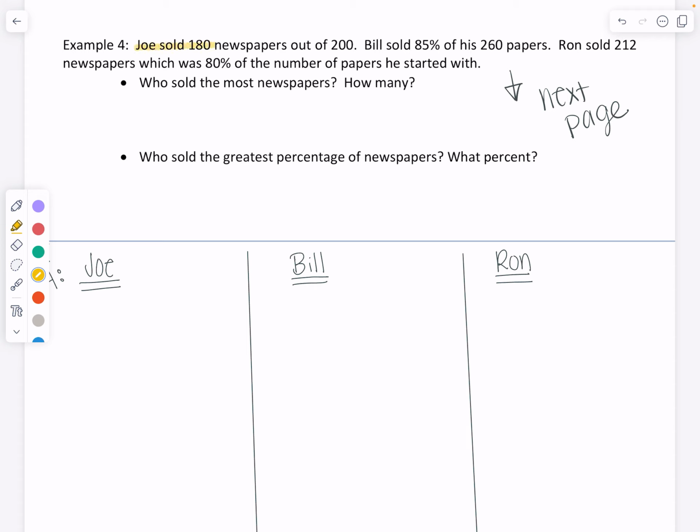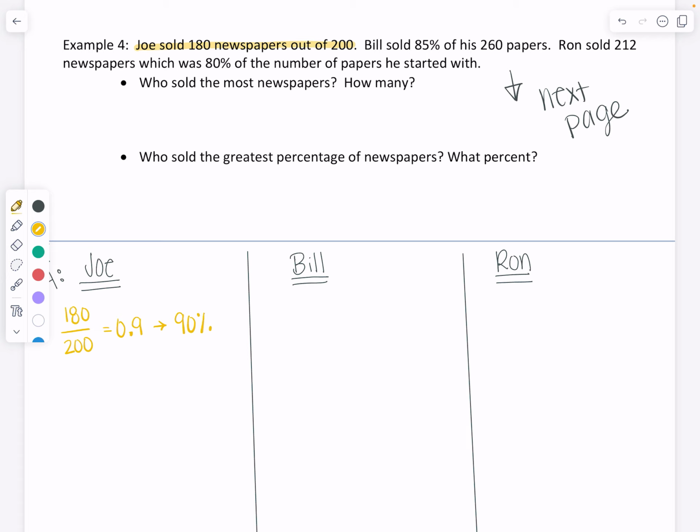Joe sold 180 newspapers out of 200. Well, this one's really easy to get a percent because if I divide this, that'll give me the decimal version. 180 divided by 200 gives me 0.9. And in a percent, move the decimal 2 spots to the right, 90%.